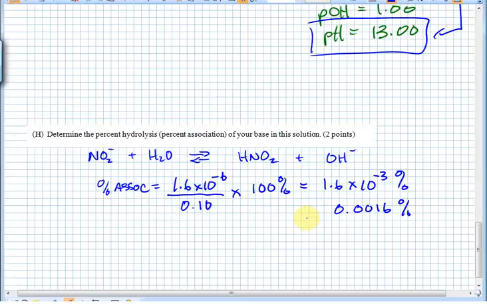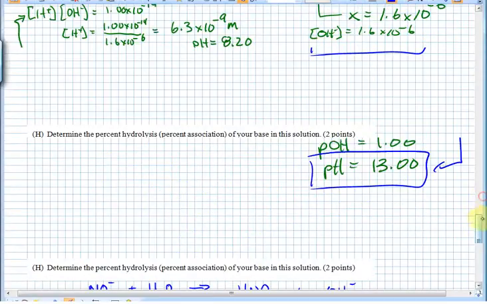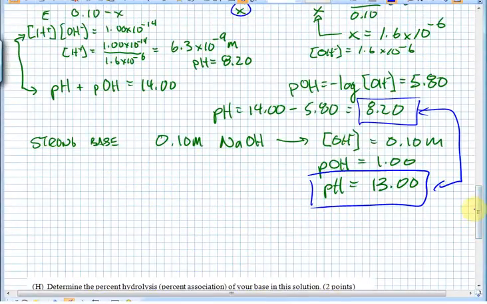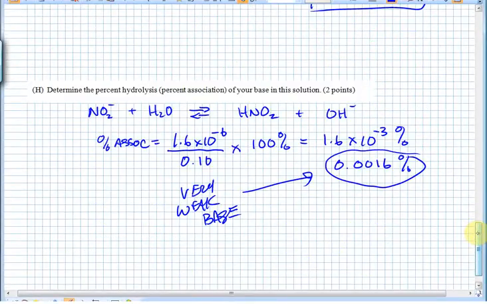So if I had 100,000 molecules, only 16 of them would undergo the reaction. So it's not surprising that this very small percentage is another indication that we have a very weak base. But even though it's a weak base, it's significant enough to change the pH of the solution. So weak does not mean insignificant. I hope that makes a little bit of sense. All right.